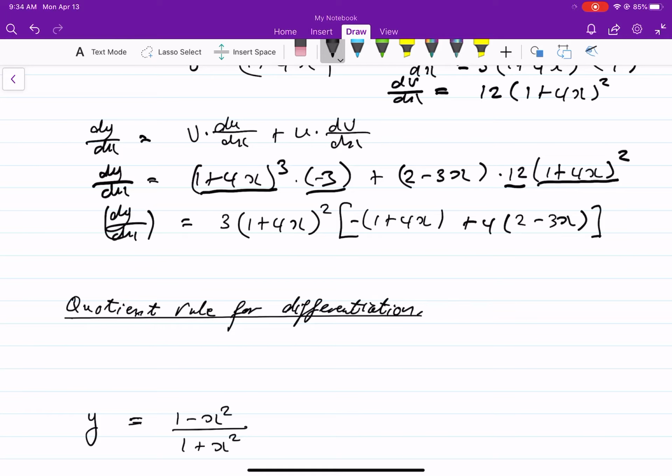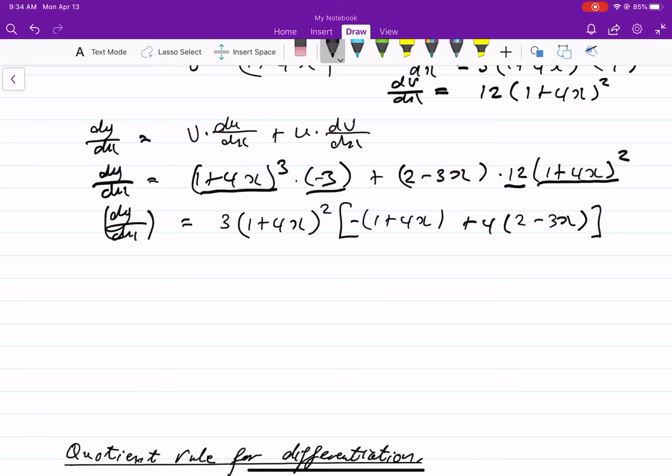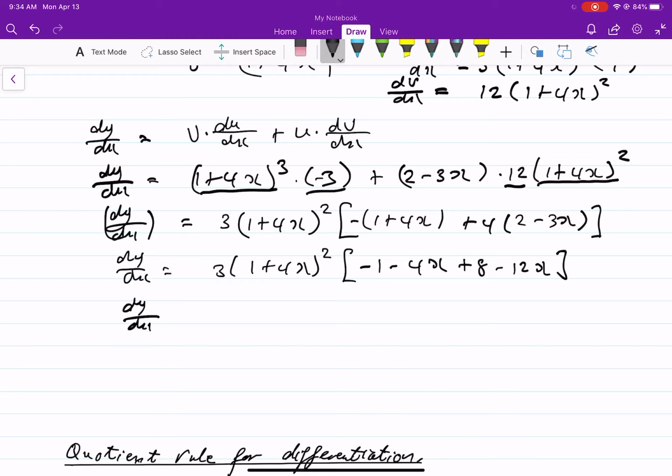Now, simplify it some more, because inside the brackets, I can open up everything and then rearrange or regroup. dy/dx is equal to 3 into (1 plus 4x) all squared into. Push that minus inside the first bracket, I'll get minus 1 minus 4x. And multiply the 4 inside the next bracket, I'll get plus 8 minus 12x. dy/dx is equal to 3 into (1 plus 4x) all squared.